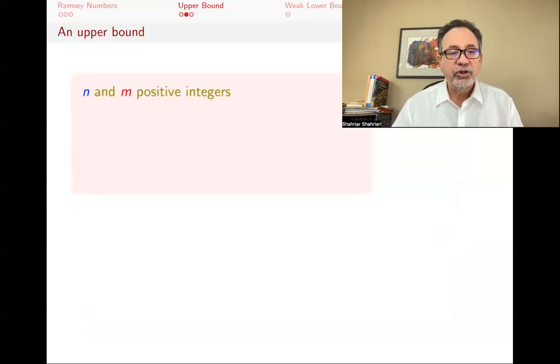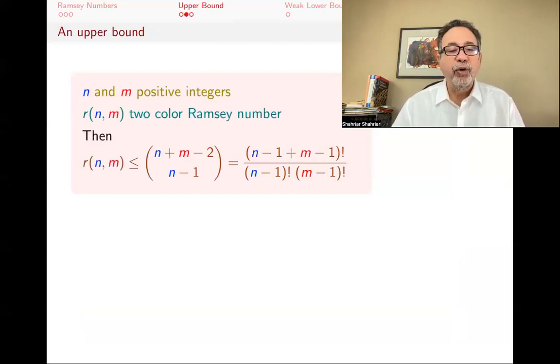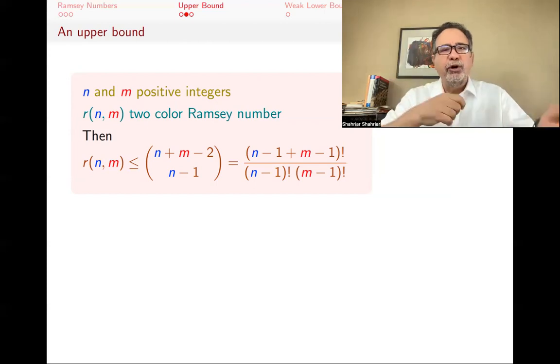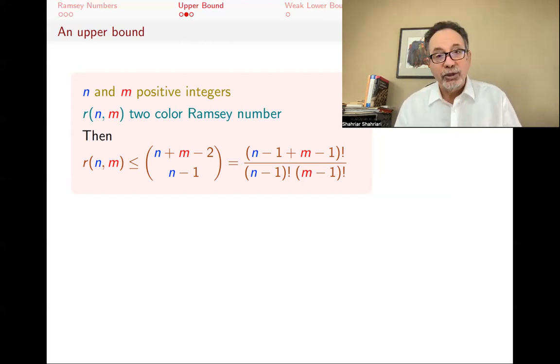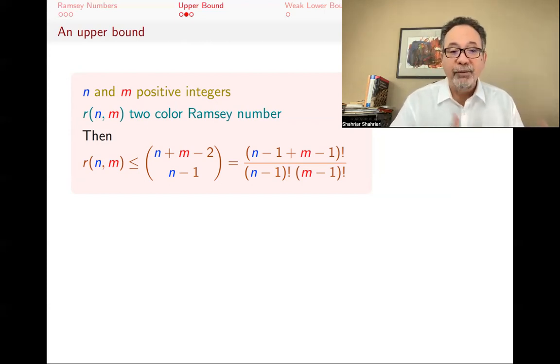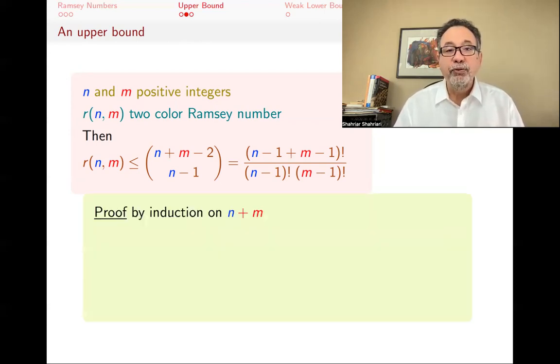So n and m are two positive integers. Rnm is the two-color Ramsey number. And what we want to prove is that Rnm is less than or equal to n plus m minus 2 choose n minus 1. If you figure out which binomial coefficient is in which row, you will get to this. And n plus m minus 2 choose n minus 1 doesn't look symmetric enough in n and m, it's really the same as (n minus 1 plus m minus 1) factorial divided by (n minus 1) factorial times (m minus 1) factorial. Now, what's the proof for this?